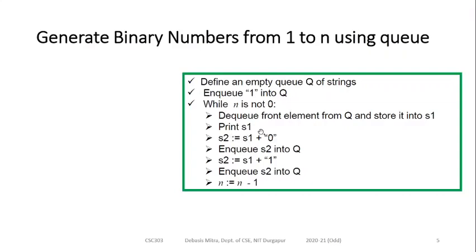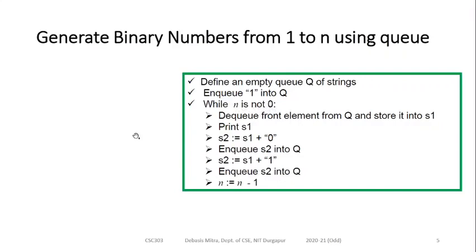Then using that copy, we will make two more strings. One will just append 0 at the end and enqueue that. Next, we will append 1 at the end of this original s1 and enqueue. And then finally, before going to the next iteration of the while loop, we will decrement n in order to maintain this condition. I mean, unless and until this becomes 0, we will move on.